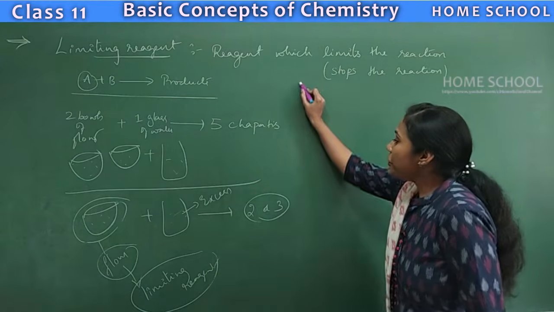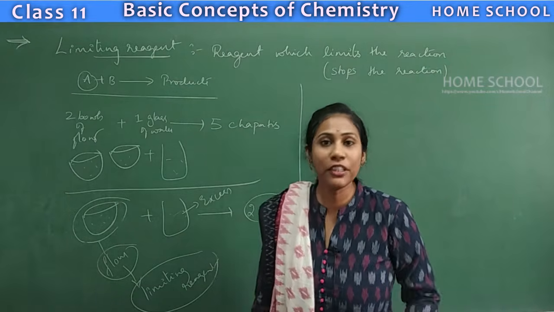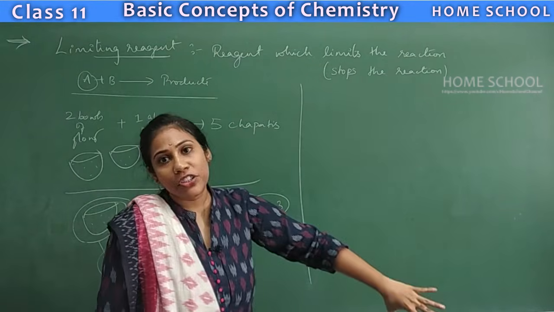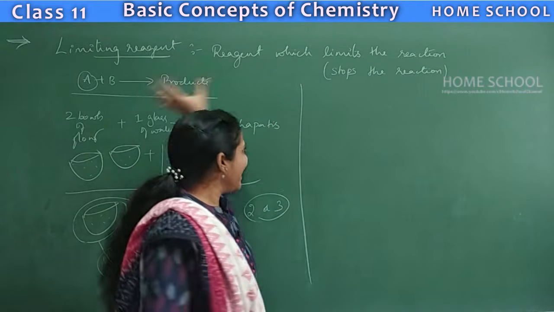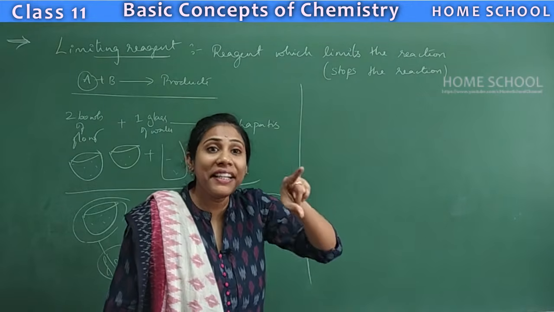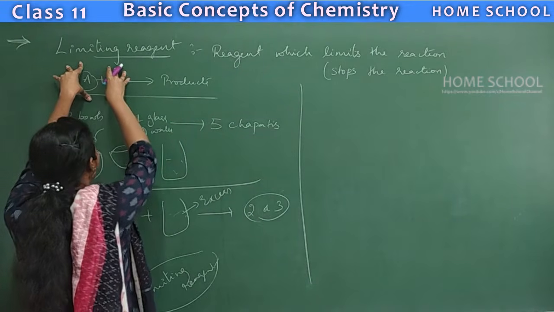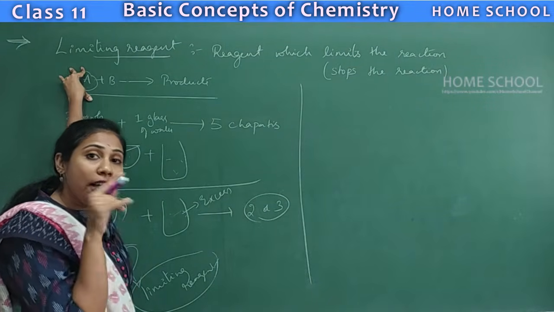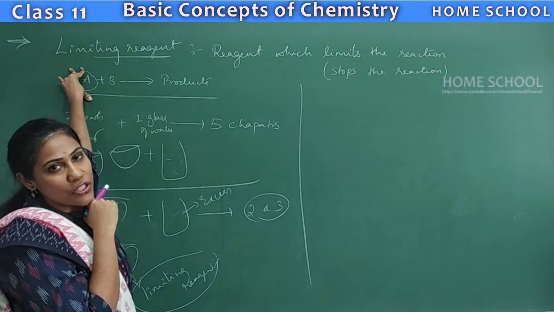Now the question is, they would ask certain problems. They'll give some reaction and some information, say this much amount of A reacted with this much amount of B, you are getting some product, and they'll ask you to identify which is the limiting reagent. So some information they'll give about the reactants and they'll ask you which one of them is the limiting reagent or which one of them is the excess reagent. So we will see a few questions on that.